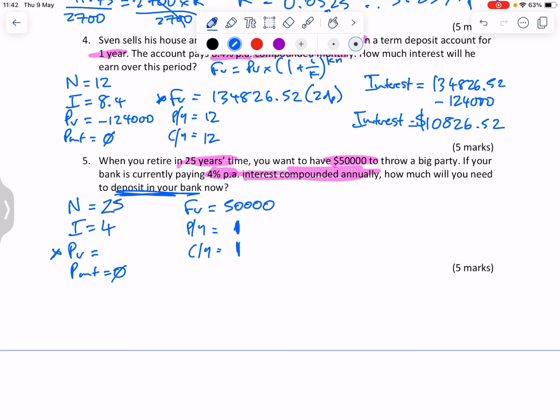So I chuck that into TVM solver, 25, 4, PMT nothing, FV is 50,000, PY and CY are both 1, solve for PV. That tells me it's negative 18755.84 to 2 decimal points. Therefore, must deposit $18,755.84 now. Okay, page 1 done. Page 2.